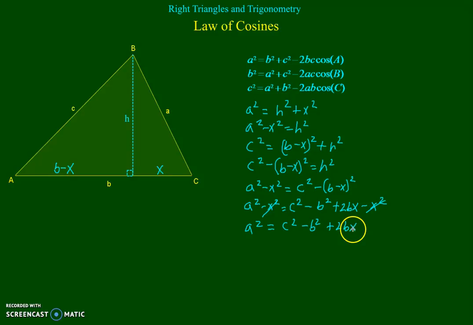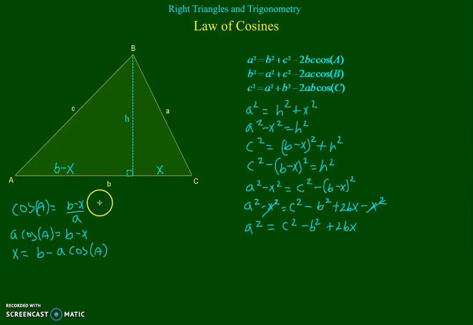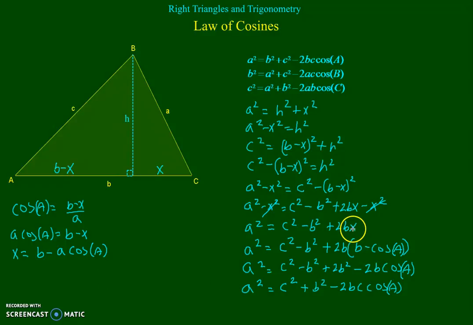Now I have this x term to deal with, so I'm going to do that by setting up a relationship between this angle, this side, and this side. The relationship is cosine A equals (b minus x) over a, adjacent over hypotenuse. Multiplied by a, we have a cos a equals b minus x. We're going to add x to both sides and subtract a cos a, and we get this. Now we can substitute this expression for this x. So here we have x replaced by this expression here.